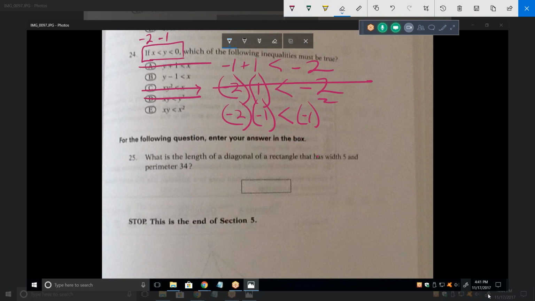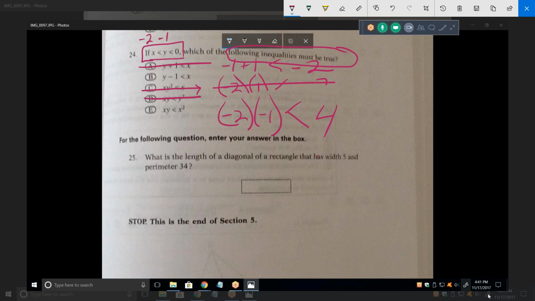I could go on to the next question, but let's prove it. E would be -2 times -1. Is that less than -2 squared, which is 4? And yes, it is. Now, that would not normally be enough for me to prove that. I'd want to try some other numbers also.